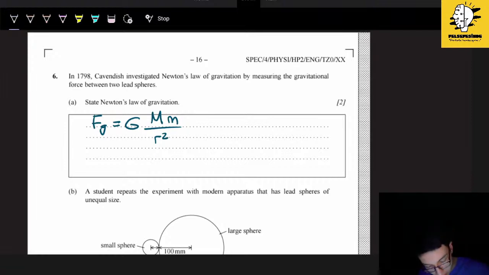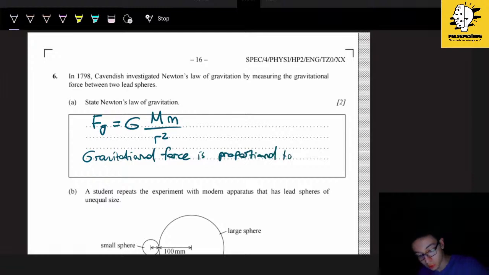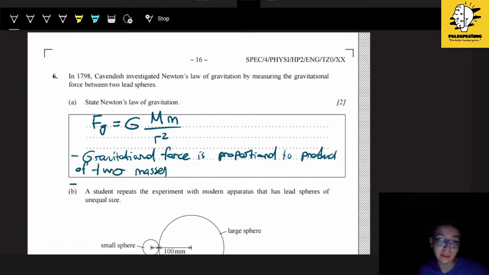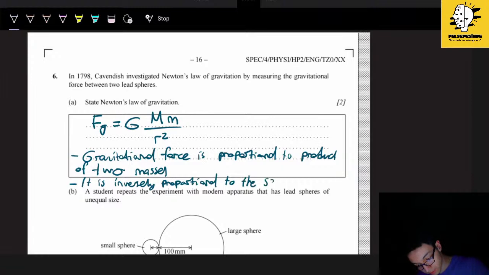So we will make some statements from this. We will say gravitational force is proportional to the product of the 2 masses, and secondly we will say that it is inversely proportional to the square of the separation between the masses.